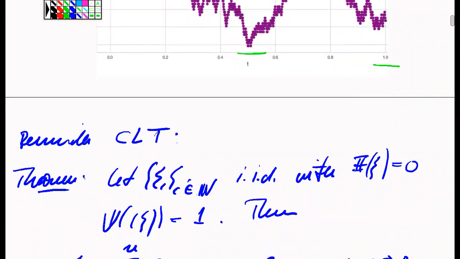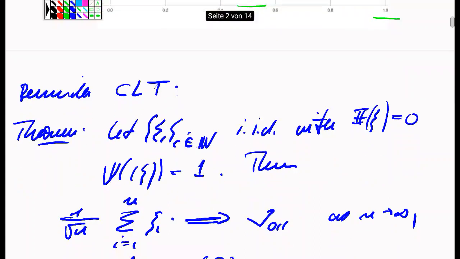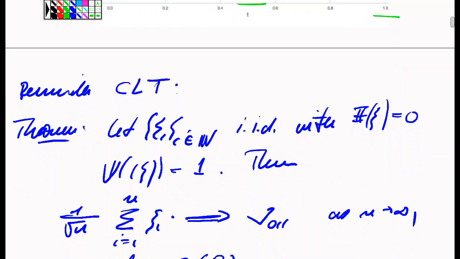One of the two main ingredients in order to show the existence of Brownian motion, and I shall say this even before I have told you what we shall understand by Brownian motion, is the central limit theorem, which is of course one of the most fundamental theorems in probability theory. Let me recall to you once more the statement of the central limit theorem.